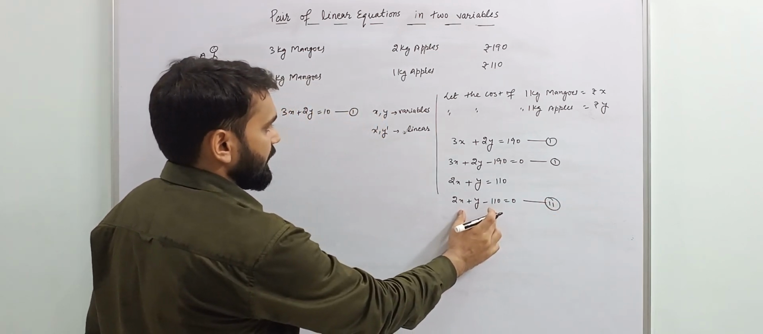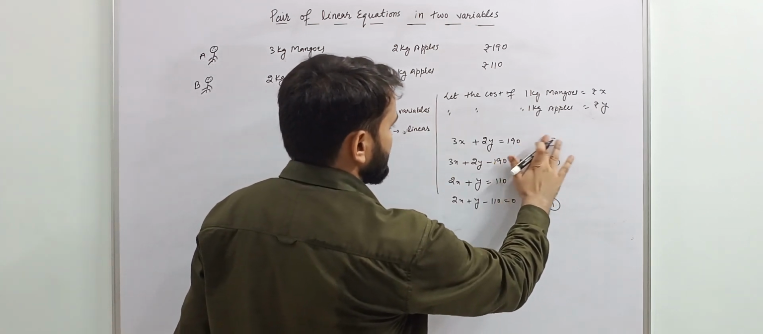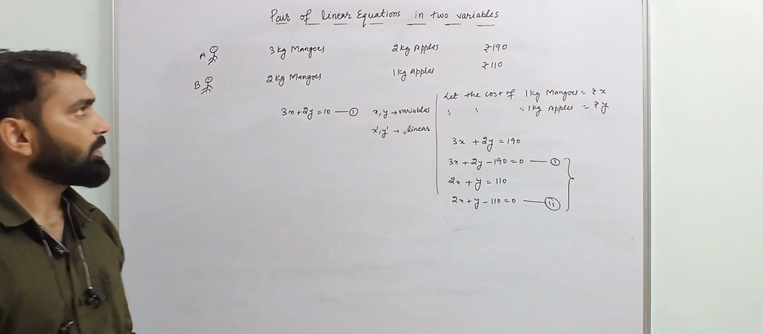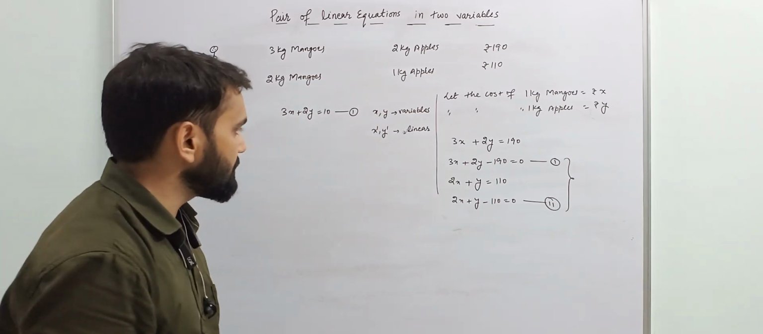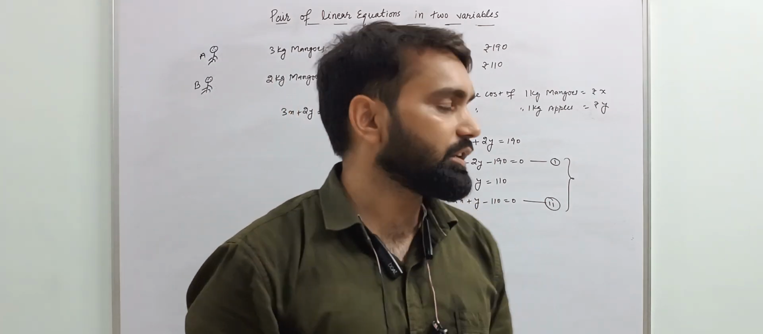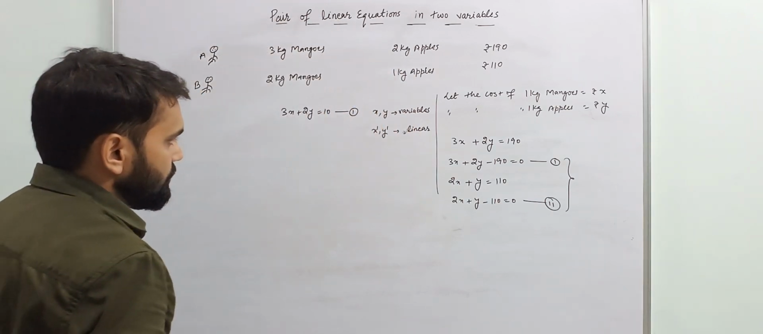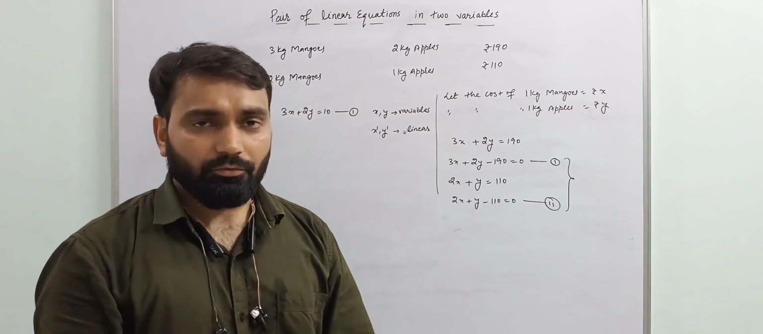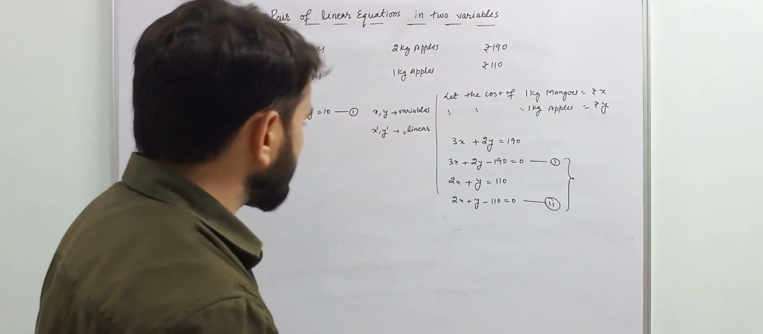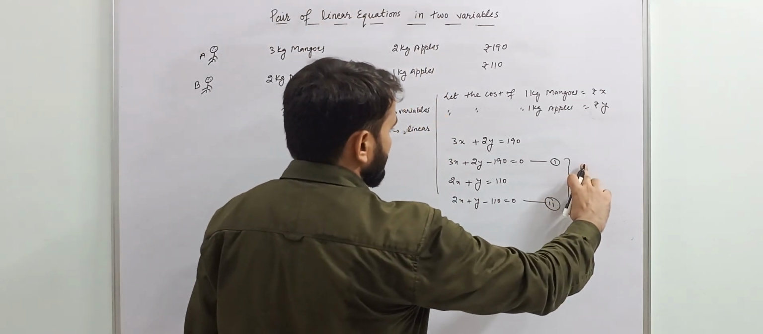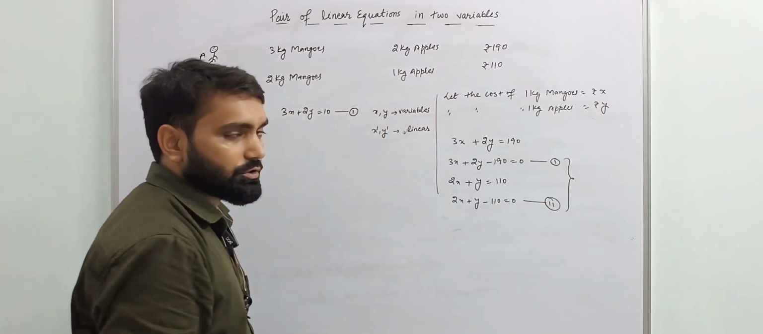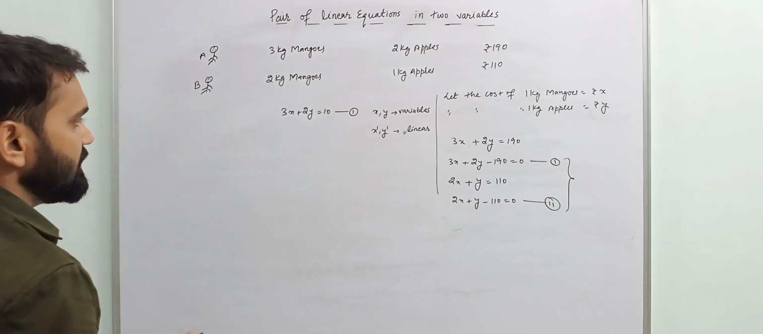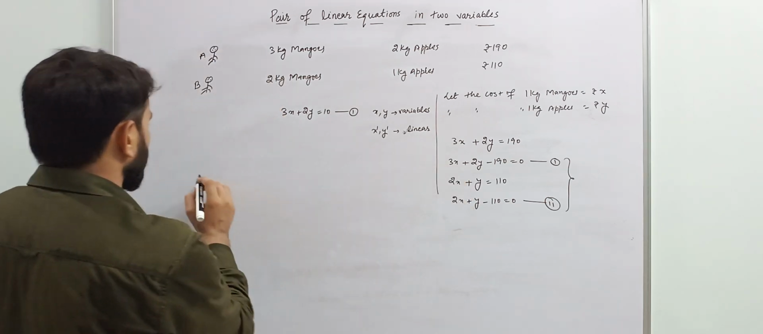All right, and these two equations together are called a pair of linear equations. Pair means we will have two linear equations. Now how to find the solution? We have several methods to solve this pair of linear equations. Before we solve a pair of linear equations, let us try to write the standard form of linear equations.